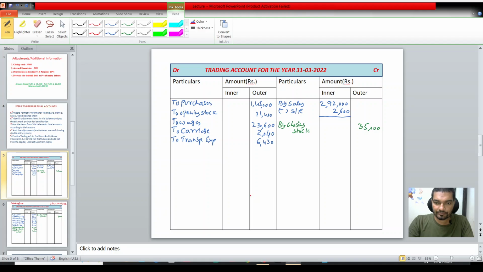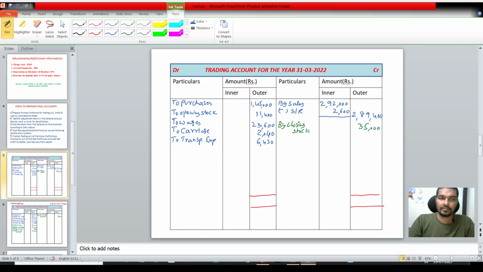So we balance it. First we have to verify clearly whether the debit side balance is more or the credit side balance is more. Using the calculator, the amount of sales 2,92,000 minus 2,600 is 2,89,400.